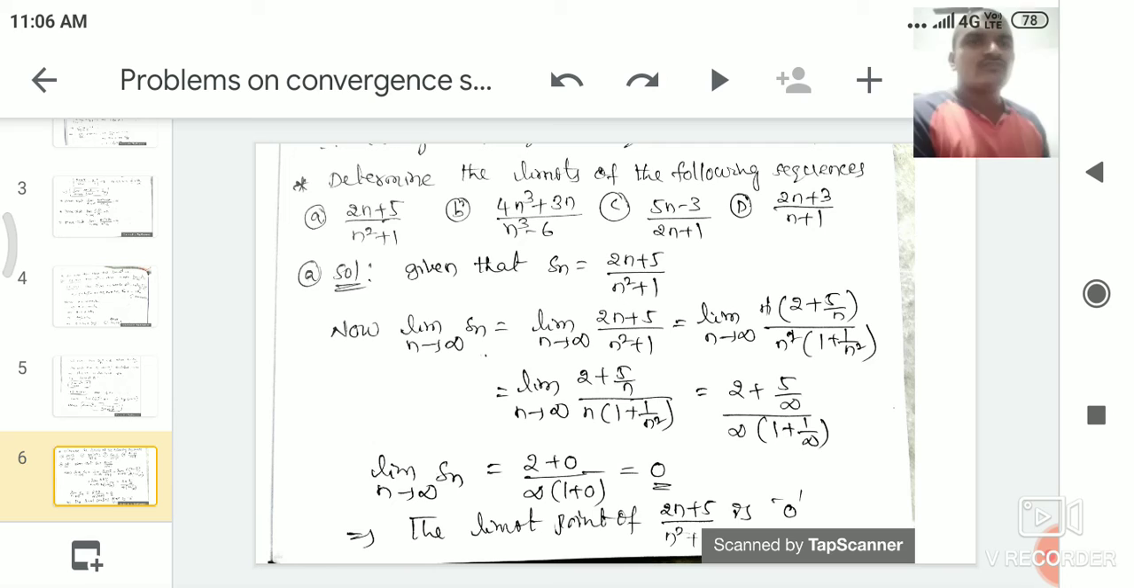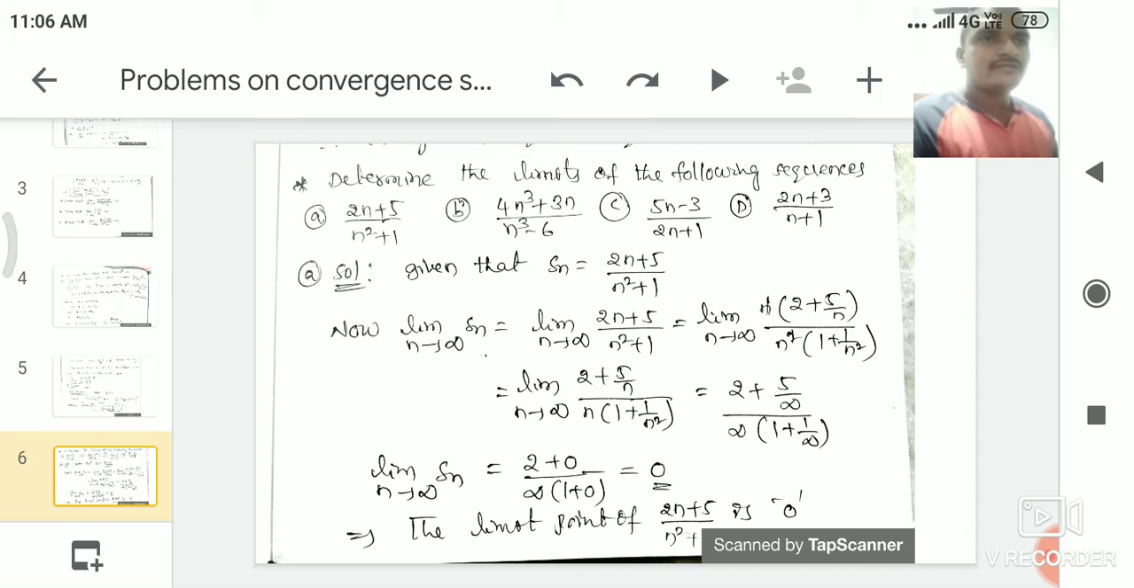And the next one is, determine the limits of the following sequences. In order to find the limits of the following sequences, we directly substitute n equal to infinity to get the limit points. One problem we can see: given that Sn is equal to n plus 5 by n square plus 1, here we substitute n equal to infinity. First, in the numerator we take n common, that is n of 2 plus 5 by n. In the denominator we take n square common, that is n square of 1 plus 1 by n square.